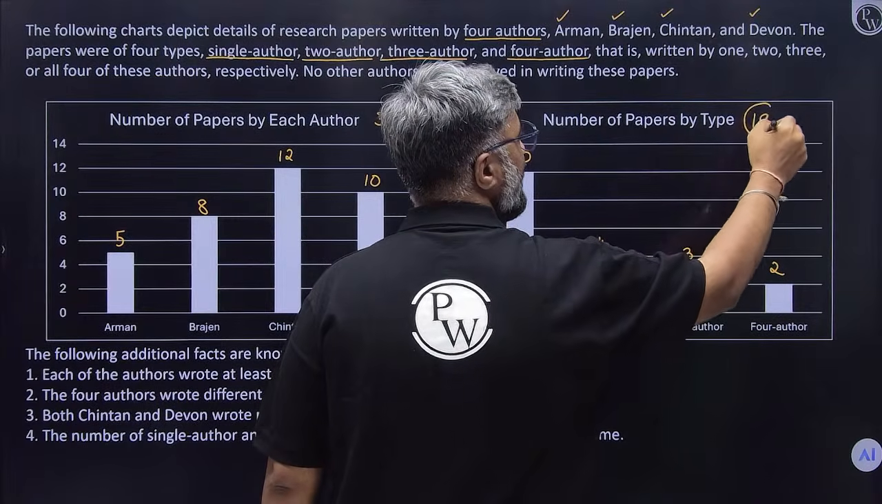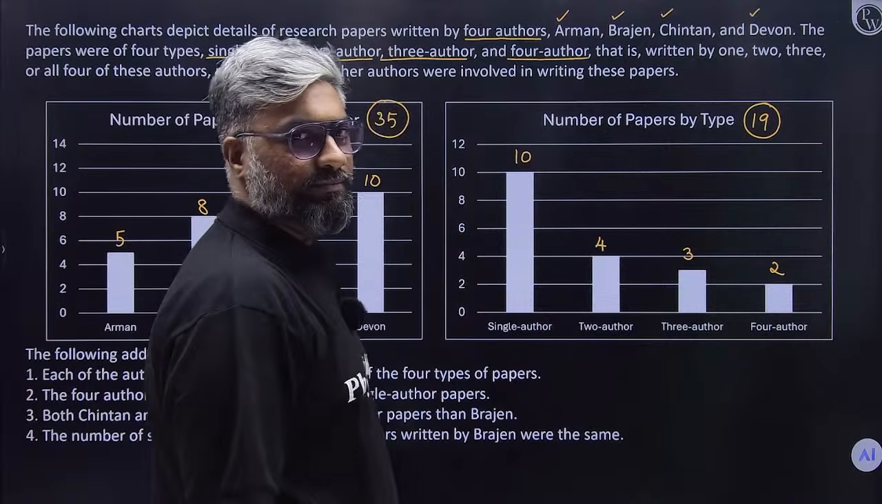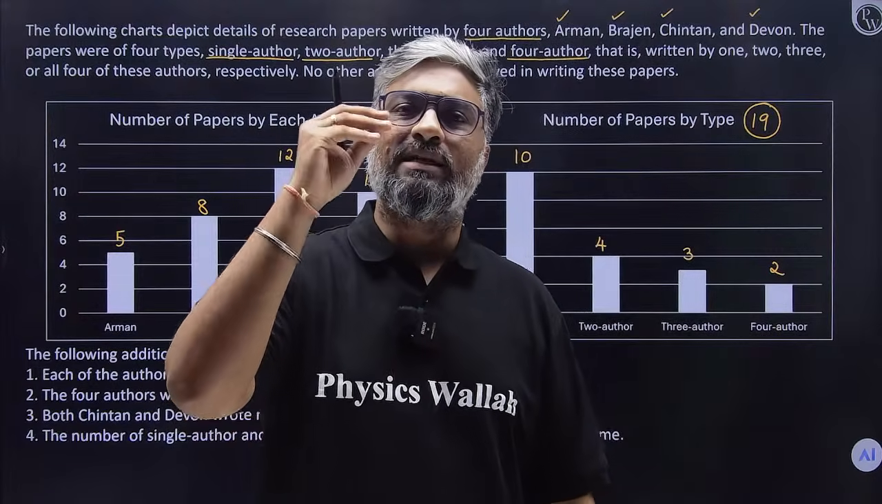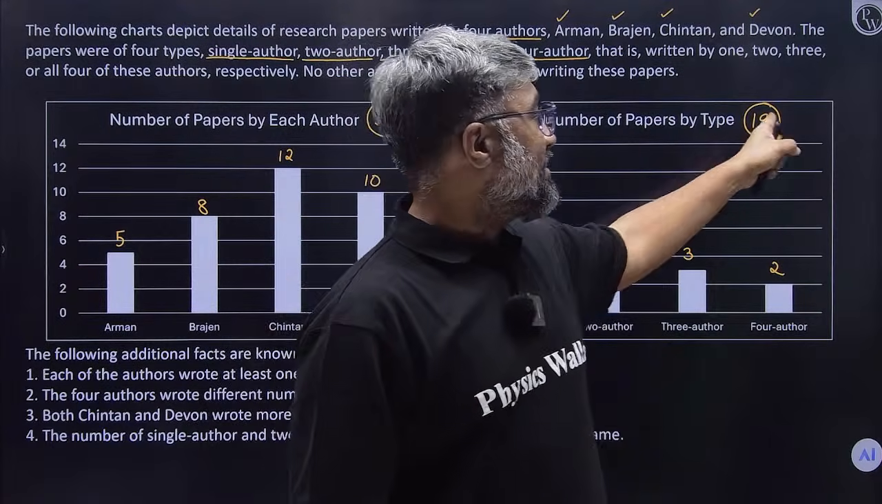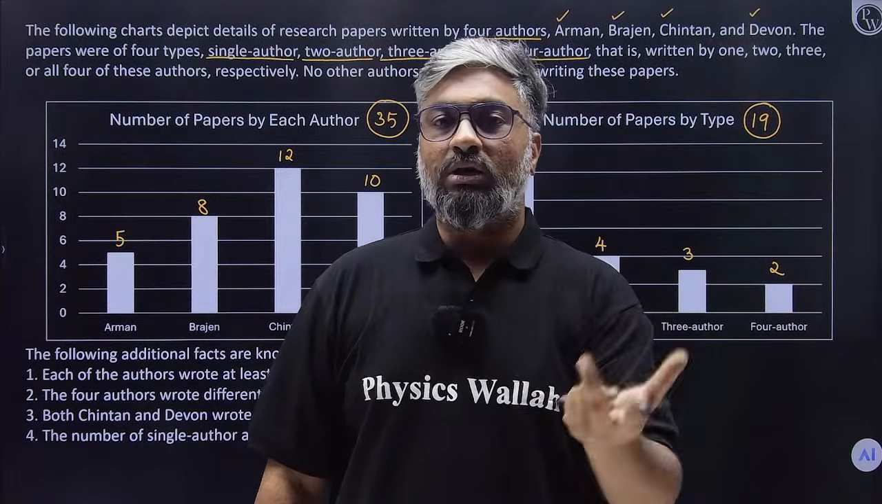Here, I am getting 10 plus 14, 17, 19. Why is there a disparity? Why are these two numbers not matching? Can anyone tell me? Anyone who has done Venn diagrams can clearly tell me. Why is this not matching with this? What will be the actual total number of papers?